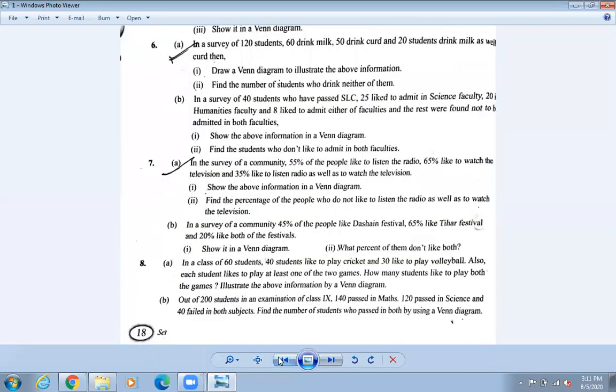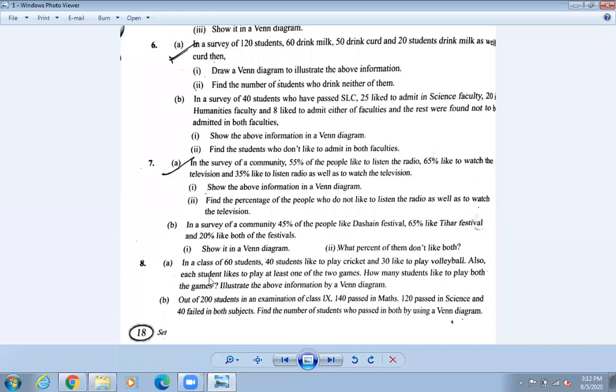Okay, so let us go to question number 8A. In question number 8A, it is given that in a class of 60 students, that means total students, jamma kati jana students, 60 of them are there. That means this is NU, isn't it? NU is 60. 40 students like to play cricket, NC, isn't it? Like to play cricket means NC equals 40. 30 like to play volleyball, that means NV equals 30.